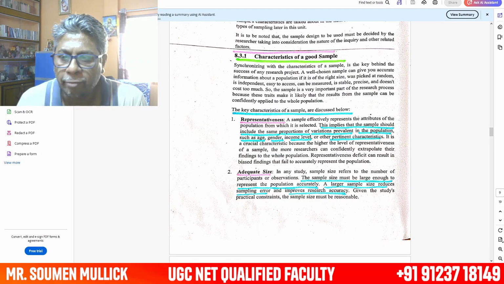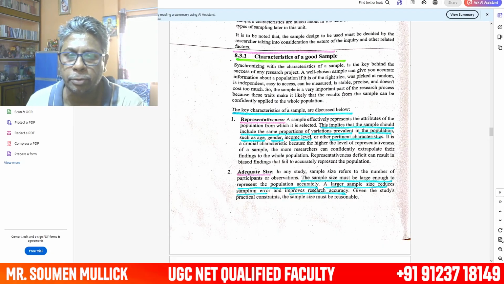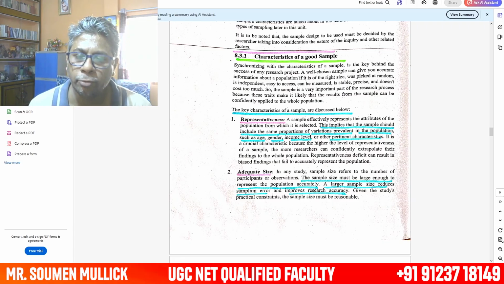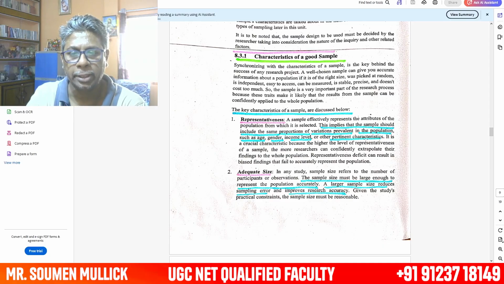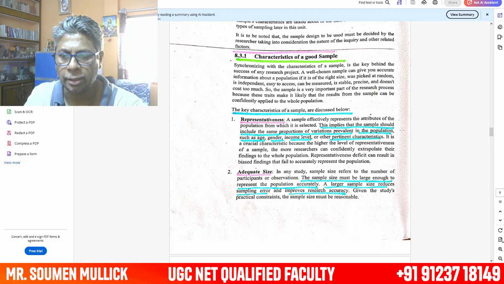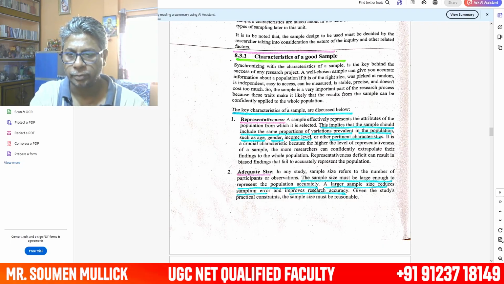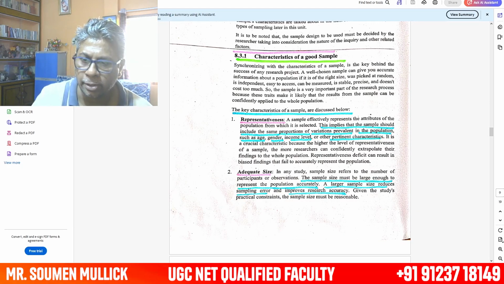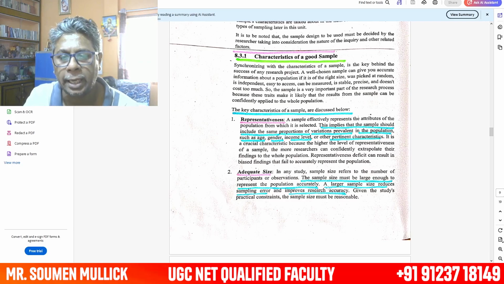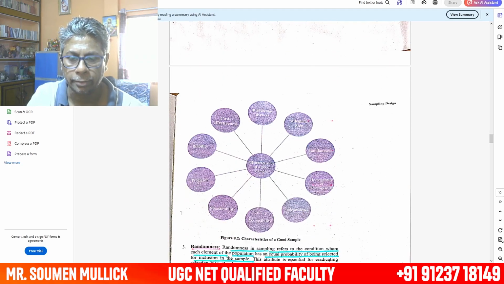A sample effectively represents an attribute of the population from which it is selected. This implies the sample should include some proportion of variance prevalent in the population, such as gender, income level, and party character. The sample should be of adequate size. Sample size must be large enough to represent the population accurately.